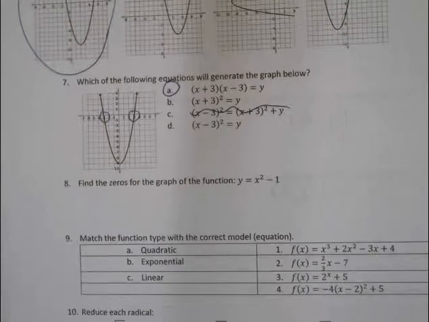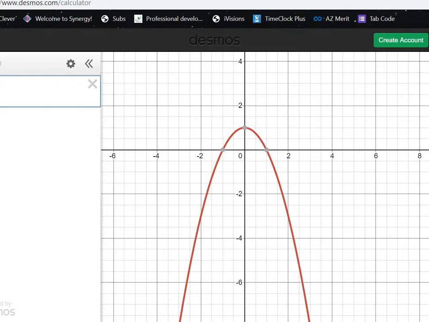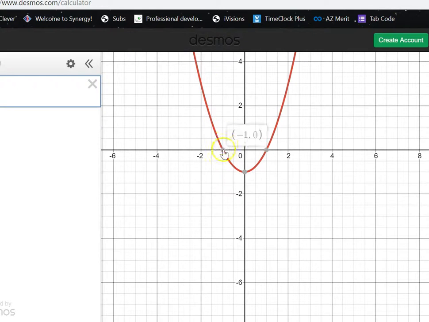Number 8 wants me to find the zeros of the graph. So I'm going to go ahead and graph this one on Desmos. My zeros here are -1 and +1.